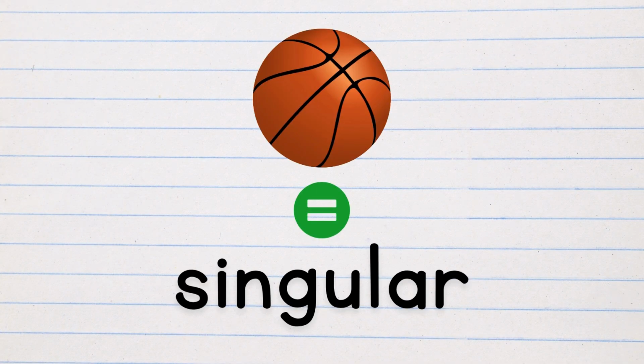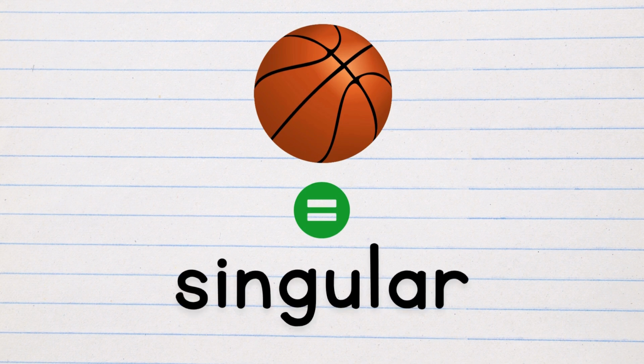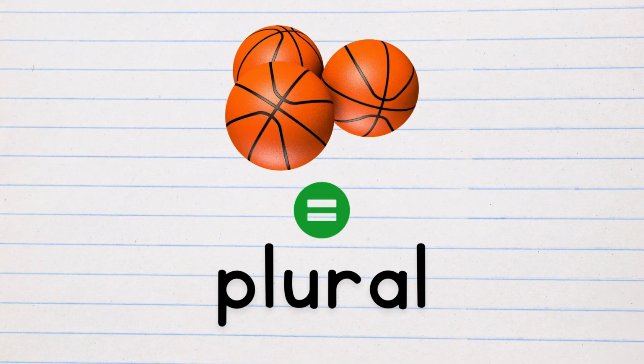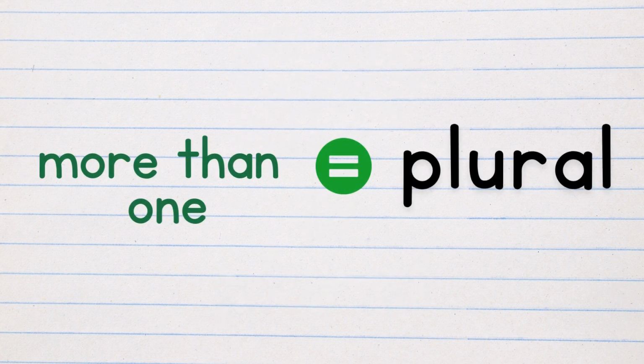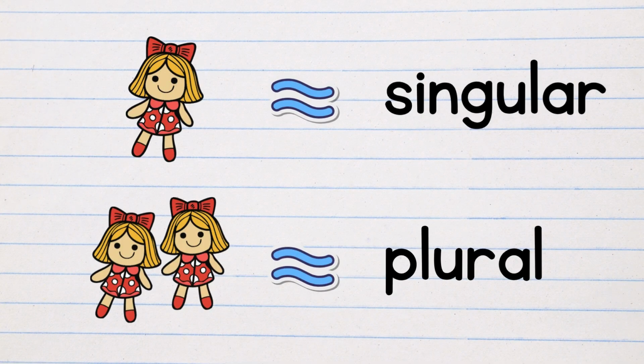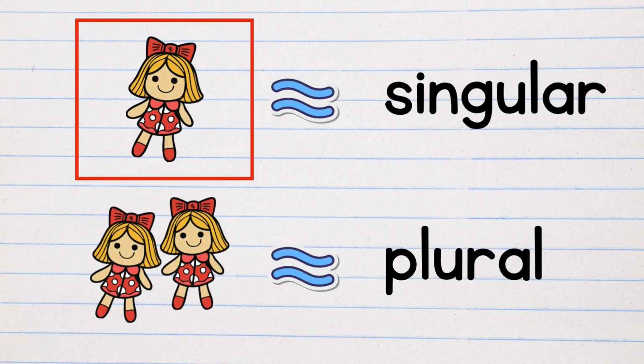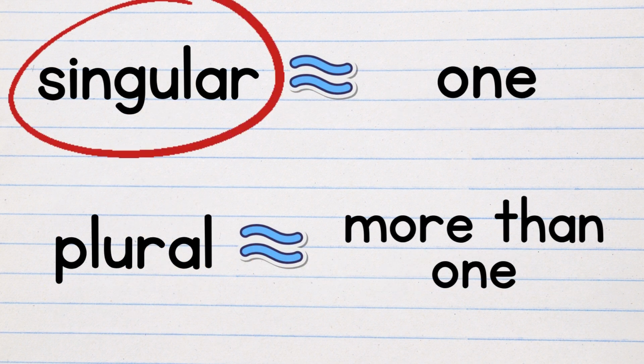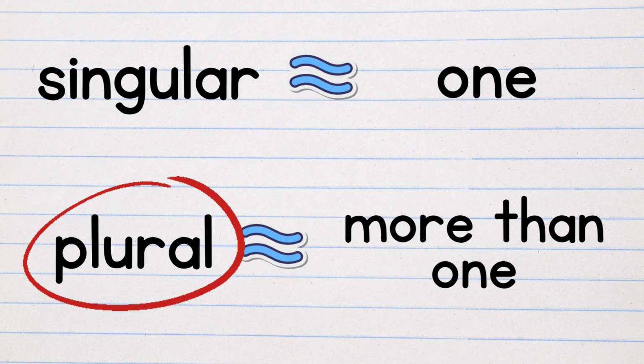For example, if I have one ball, that is singular. Singular means one. If I have many balls, that is plural. Plural means more than one. Let's look at this. If I have one toy, like this one doll, it is singular. But if I have many toys, like these two dolls, it is plural. Singular means one. And plural means more than one.